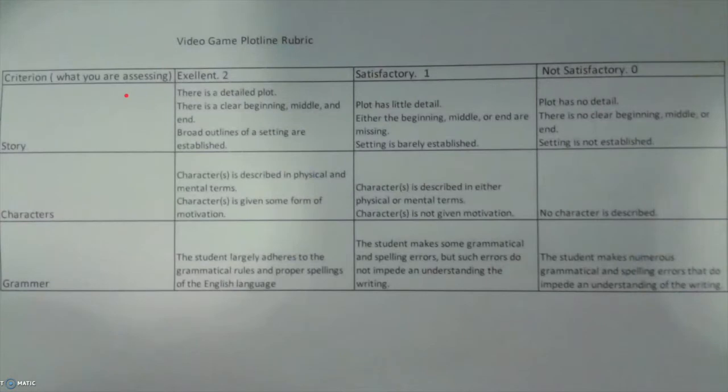The way I did the grading was via this rubric of my creation. There was a maximum of 6 points and 3 categories: story, characters, and grammar. For the story, students needed to create a detailed plot with a clear beginning, middle, and end, and have the broad outlines of a setting. For their characters, they would be described in physical and mental terms, and given some form of motivation for why they're doing things in the game. And grammar was simply the students largely adhering to grammatical rules and proper spellings of the English language.